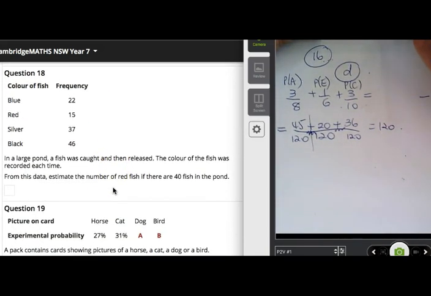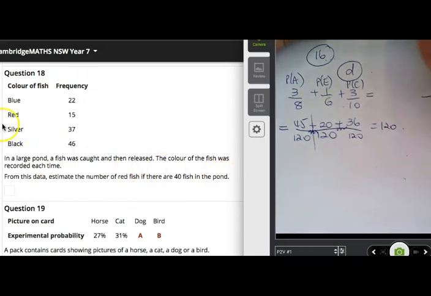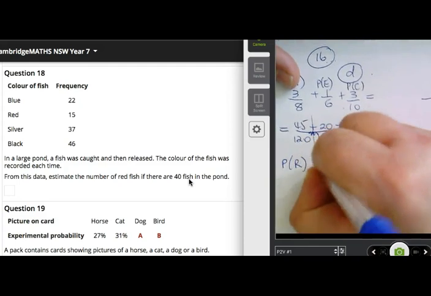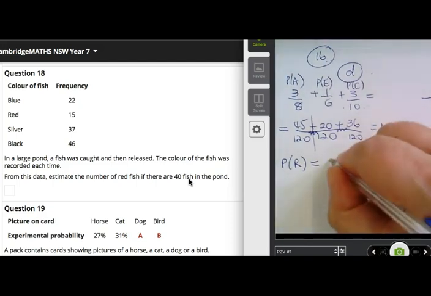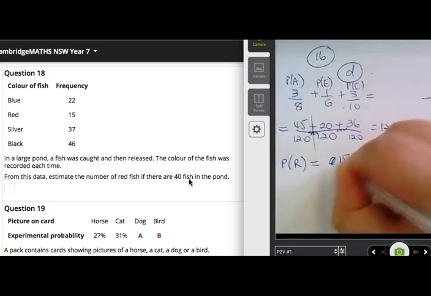Okay, question 18. They've caught some fish and the color of the fish was recorded. Estimate the number of red fish if there are 40 fish in the pond. All right, girls, what's the probability of getting a red? Don't worry about the 40 fish question. Just look at the data. Red, isn't there 15 out of how many?